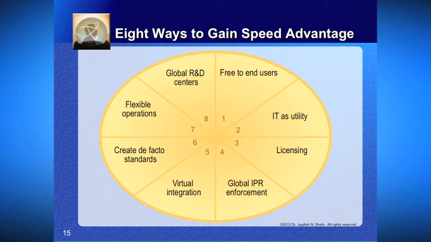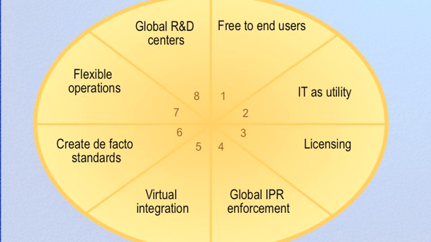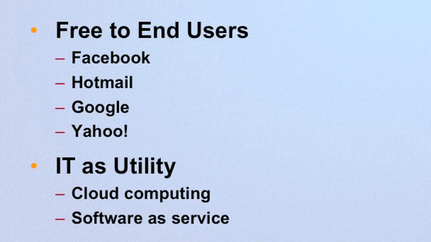So what are its implications now? How can we speed up our scale? I have identified 8 different ways a company or an industry can speed up to gain a scale advantage. The first, as we talked about, is make it free to the users. Just make it free, so price as an entry barrier just doesn't come in.